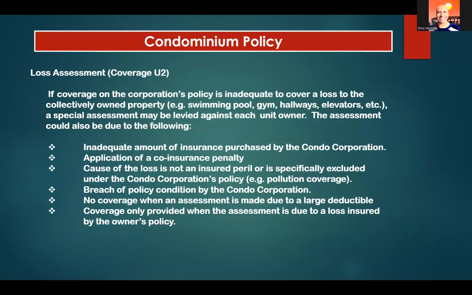Cost of the loss is not an insured peril and is specifically excluded. Another reason they will come to everybody is that, let's say there was an earthquake, and the swimming pool is destroyed. That is not included in their policy. Let's assume that, because earthquake is something usually excluded. So the cause of the loss, earthquake, is not an insured peril and is specifically excluded. So now they cannot make a claim, and now they're coming to everybody to make a loss assessment. Okay, but then there's a problem with that.